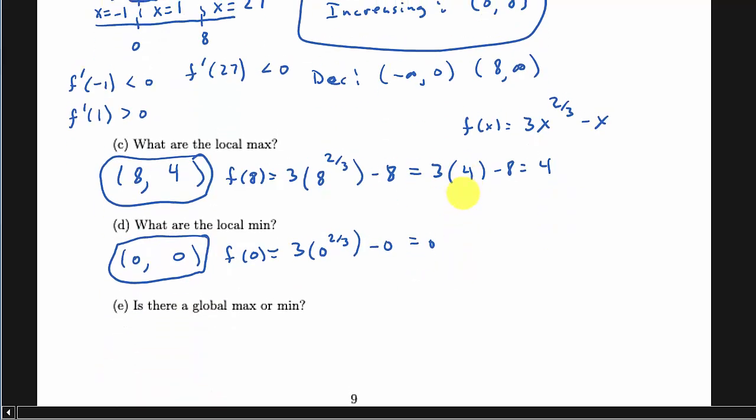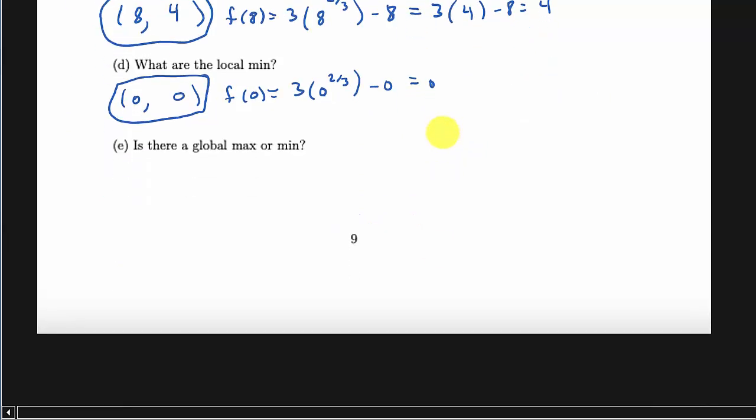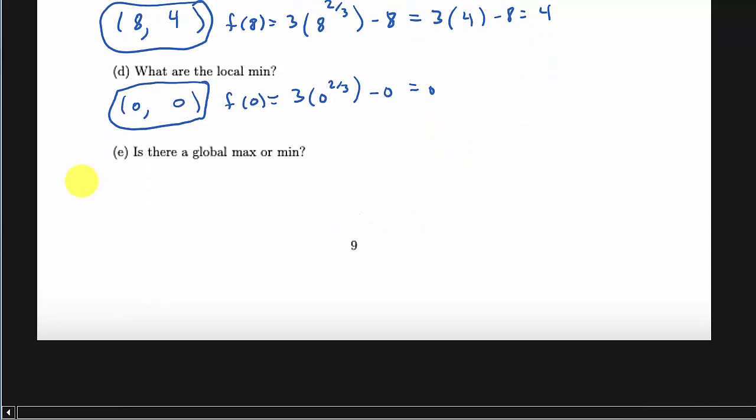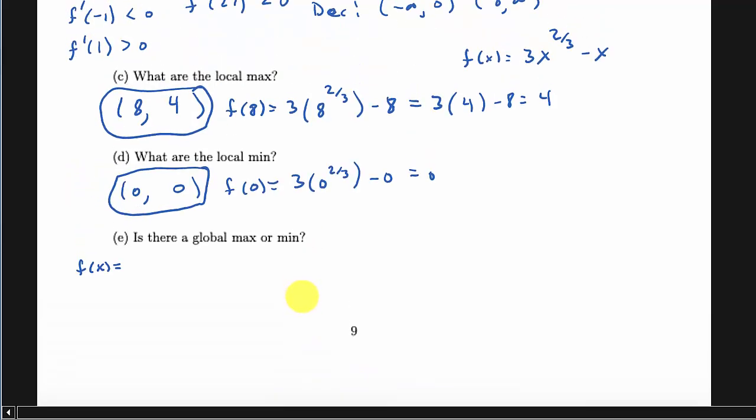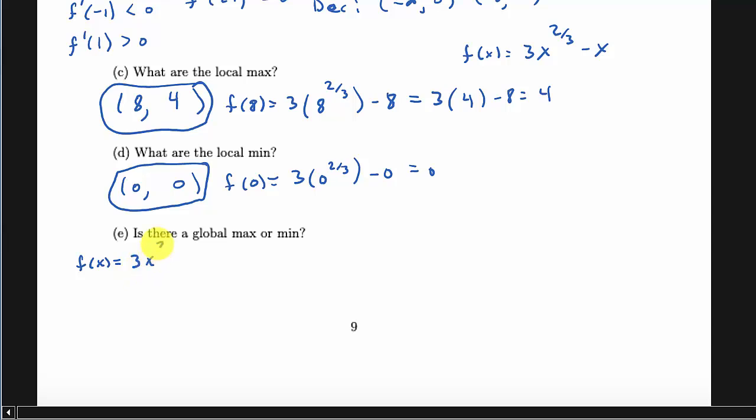And then it says, is there a global max or min? So, we did that earlier. So let's just kind of run through that real quick. So we've got f of x is equal to, let me write it down again, 3x to the 2/3 minus x. And we can also write this as x to the 2/3 times 3 minus x to the 1/3, factor out x to the 2/3.